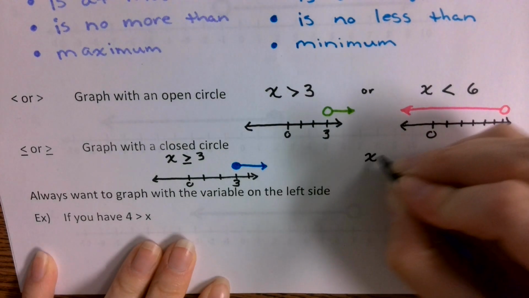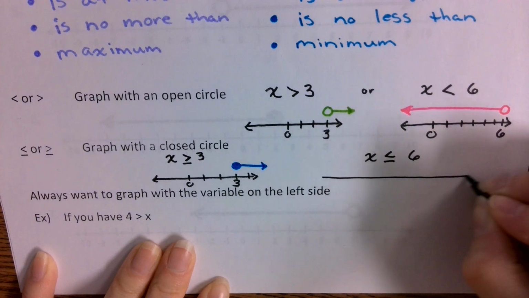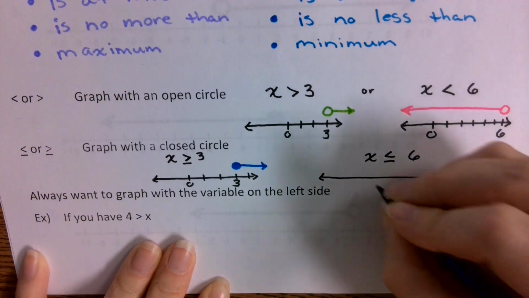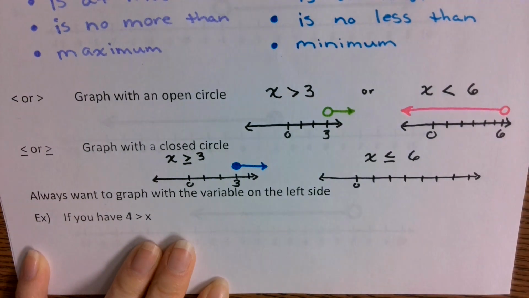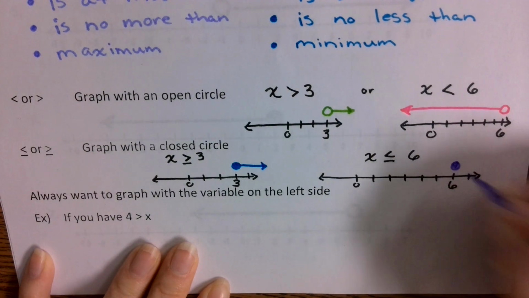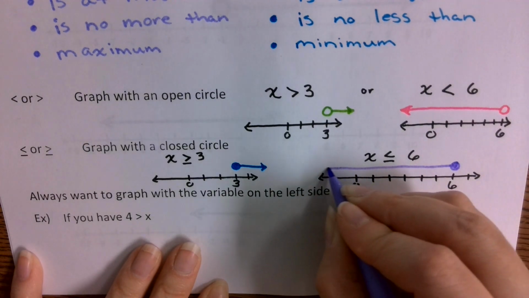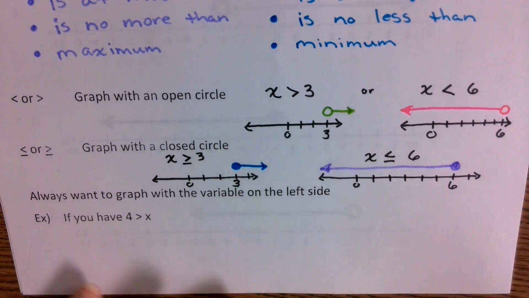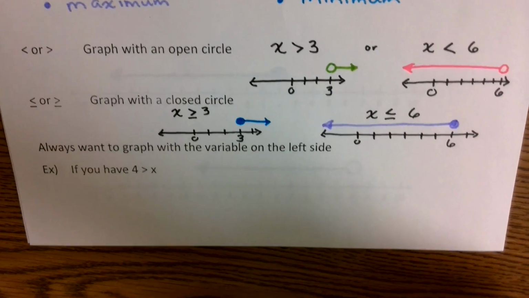If it was x is less than or equal to 6, then again I have these drawn. I have my 6 right here. I would then do a circle above the 6 and I'd fill it in. I would close it and it would go to the left all the way. Okay, so that's showcasing how to graph when given an open circle or closed circle.